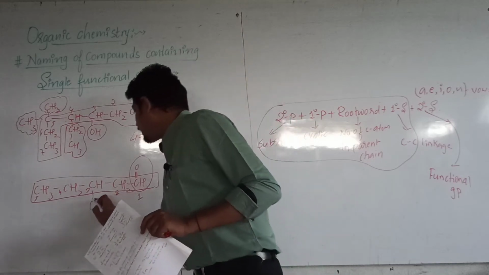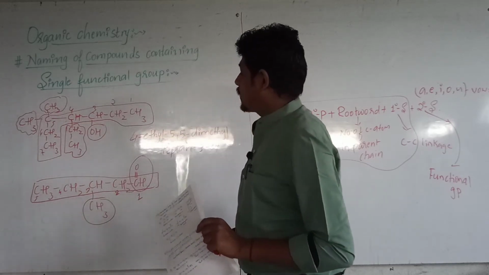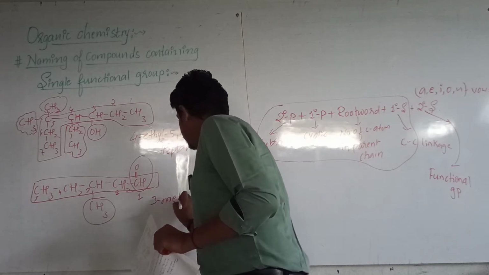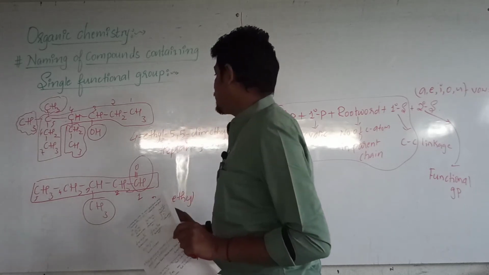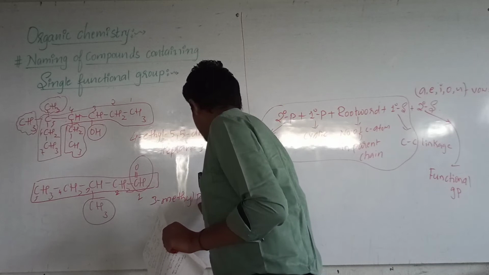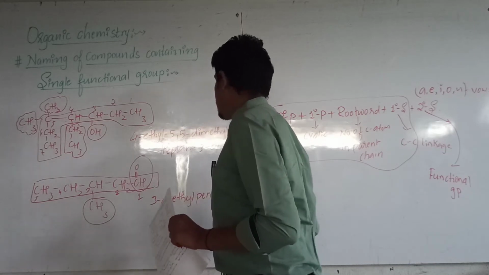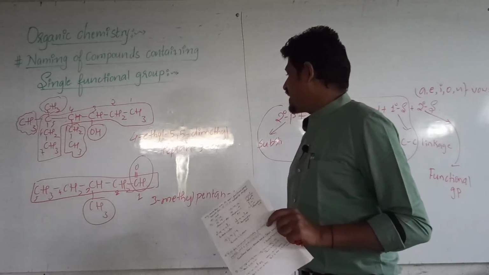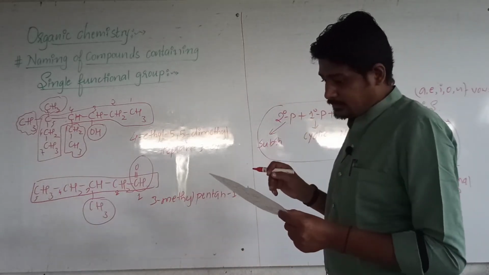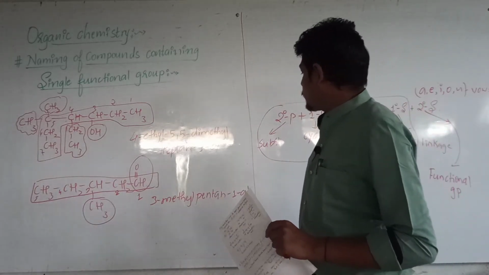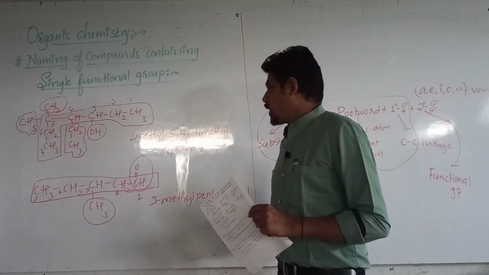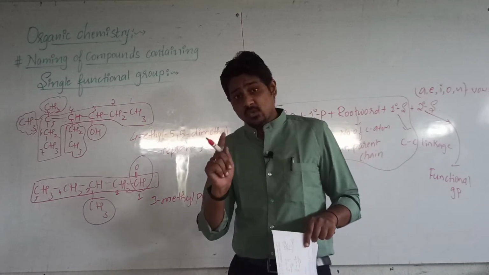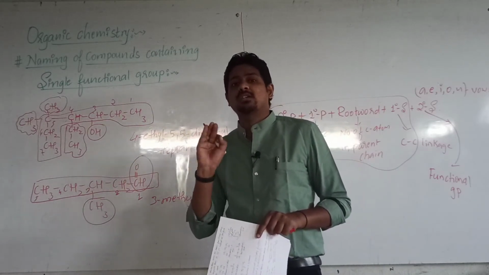Then this will be the substituent. So 3 methyl pentan 1 al. You can directly simply write it as pentanal or pentan 1 al. You should remember this one. Most of the students go wrong here only.